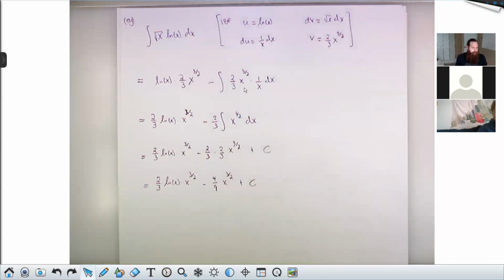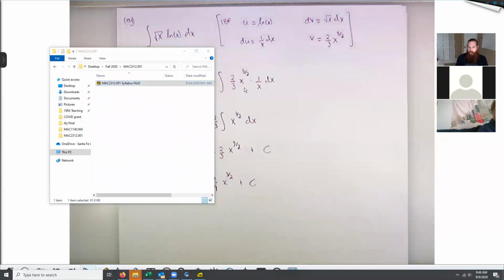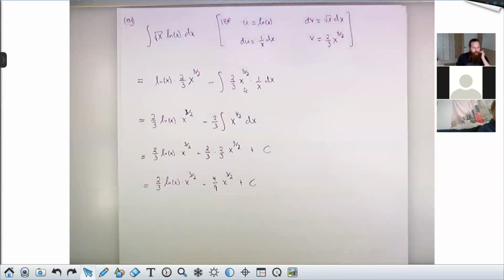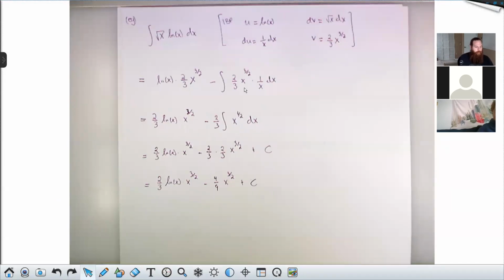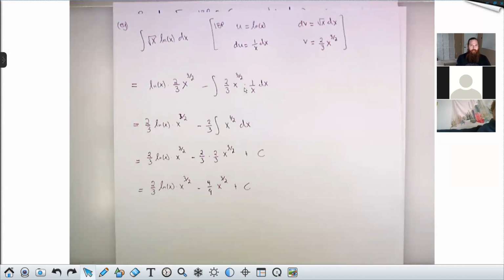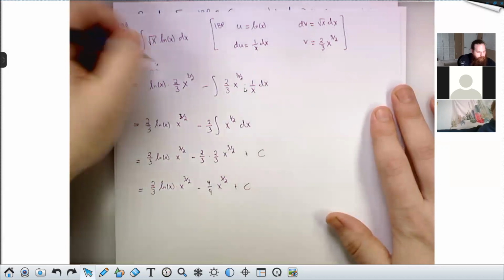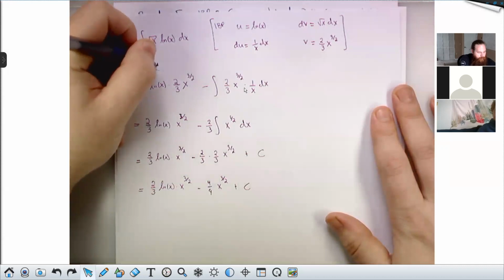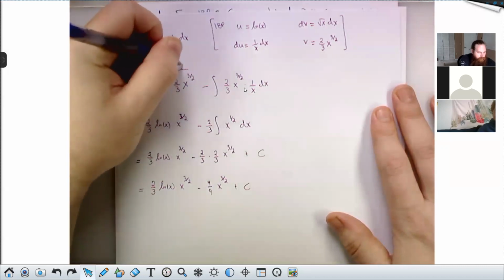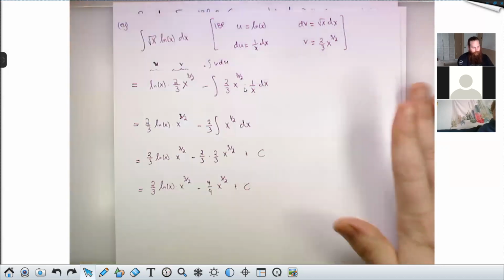How are we on time? I'm torn between showing you more examples. Yeah, we got time for one more example before I try to show you why this formula works. Last call for questions on this guy. Everybody can see the formula here. This is u times v minus the integral of v du.